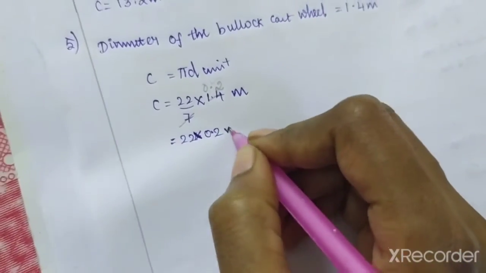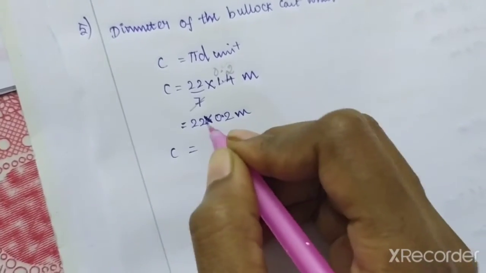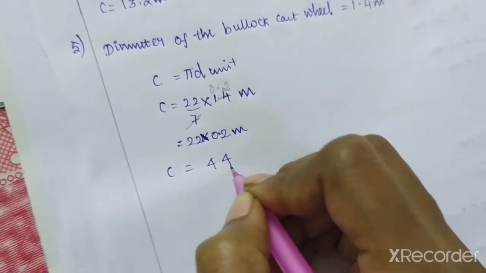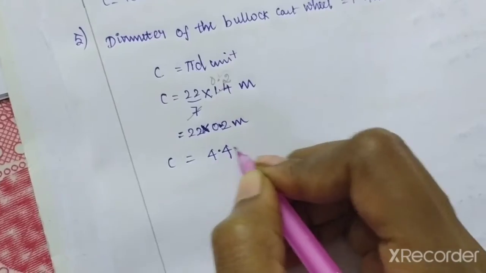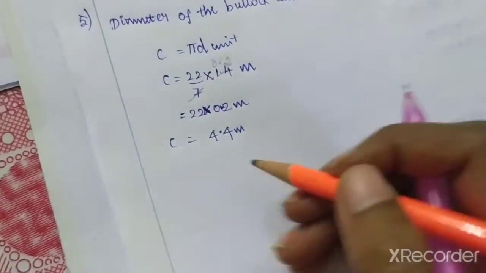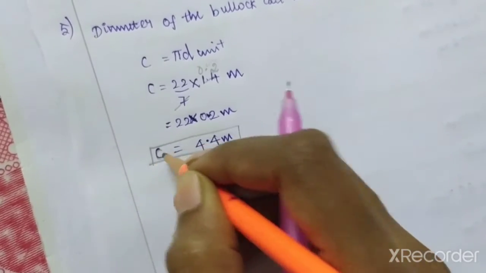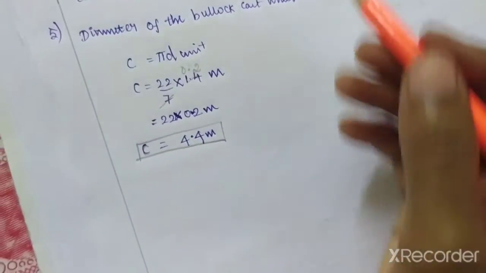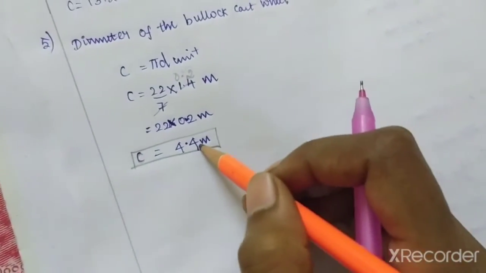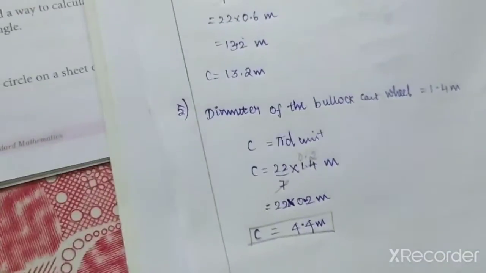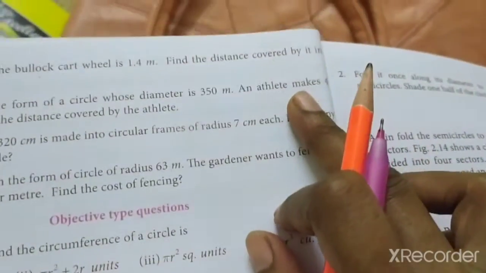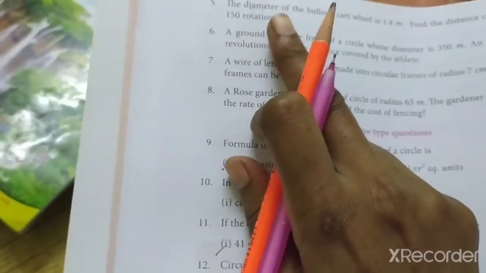To 0.2 meter. So C is equal to how much? 44, right? But 1 point, so 4.4 meter. So I am having a diameter of 1.4 meter, which means its outer layer is 4.4 meter. Find the distance covered by it in 150 rotations.